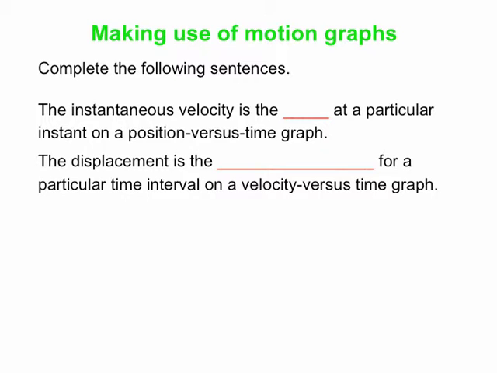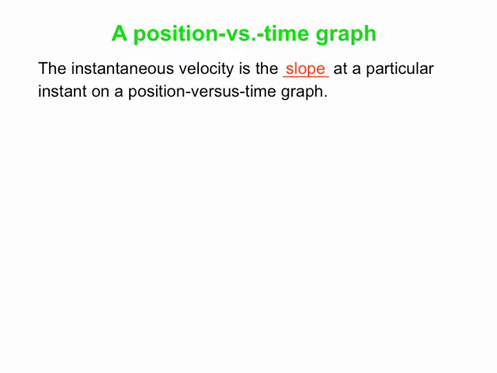Complete these sentences. The instantaneous velocity is the blank at a particular instant on a position versus time graph. And of course, that is the slope. The displacement, on the other hand, is the blank, it's a larger blank, notice, for a particular time interval on a velocity versus time graph. And that turns out to be the area under the curve. So let's see how these work.